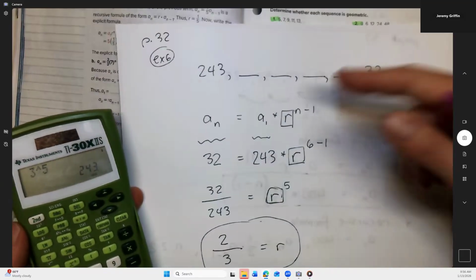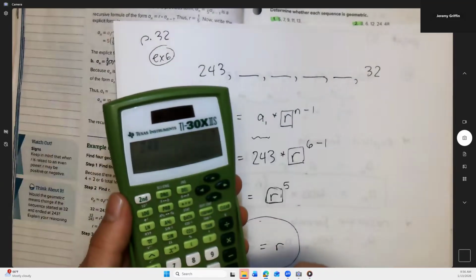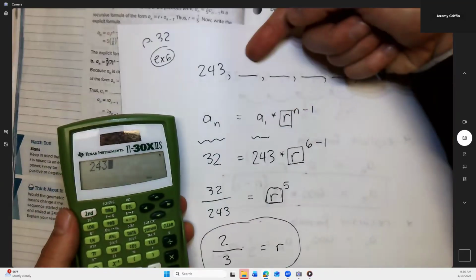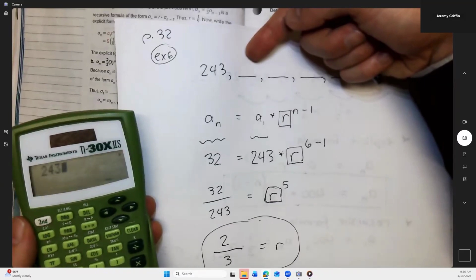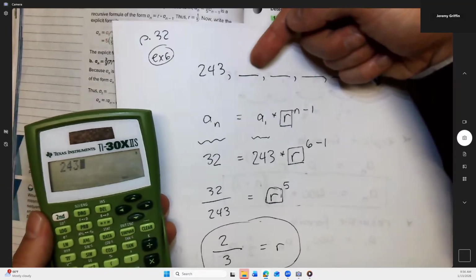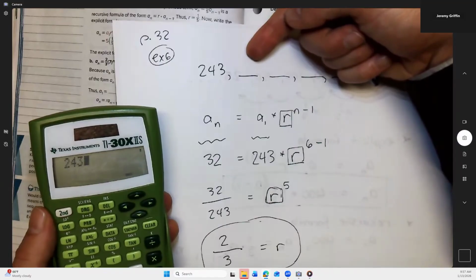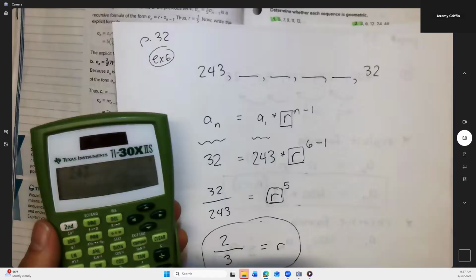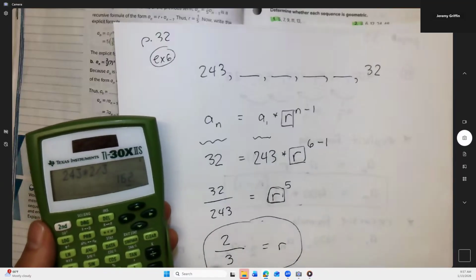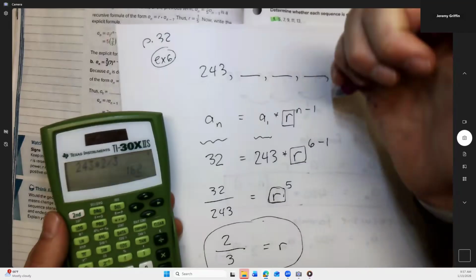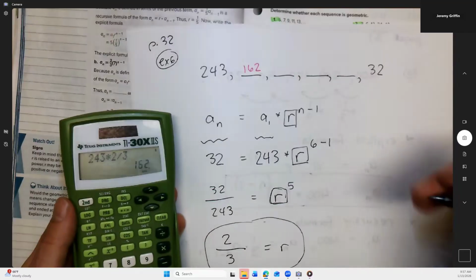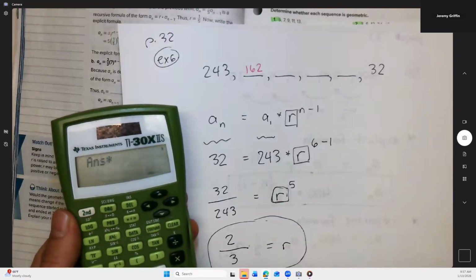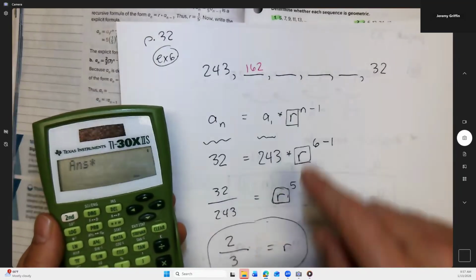Here, I'll switch my ink color. So guys, if I take 243, what do I multiply by to get to the second blank? Take 243 times what gives me the second term? 2/3. 2/3 right here. That gives me 162. Looks like these are all going to be whole numbers. And then multiply by what to get to the third term?